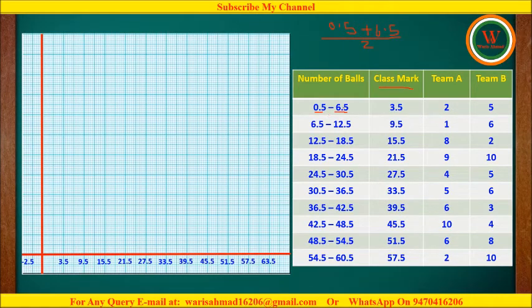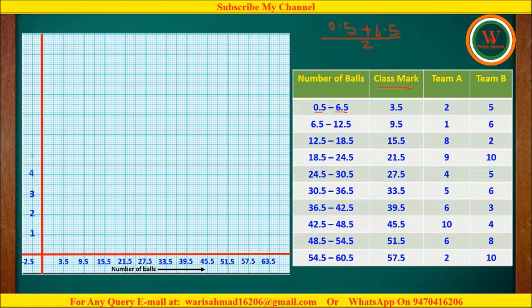If we take one more class just before that one, then the class mark of that will be equal to minus 2.5. So I have taken that also. After that, we will label this x-axis. This x-axis is representing the number of balls. All these class marks are representing the number of balls. After that, we will label the y-axis also.